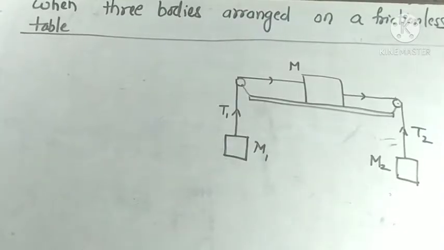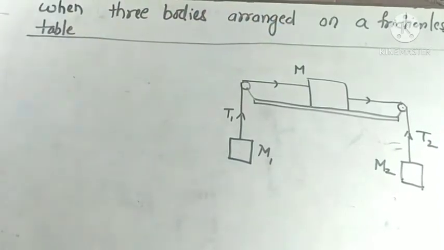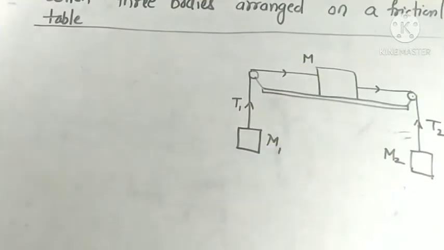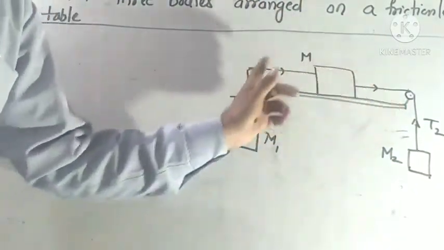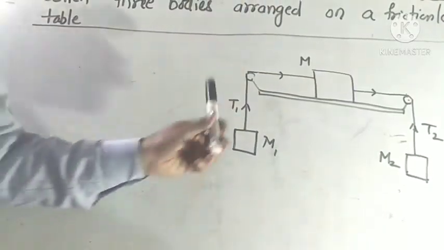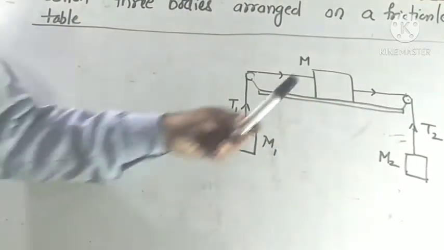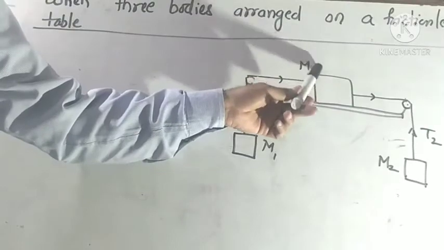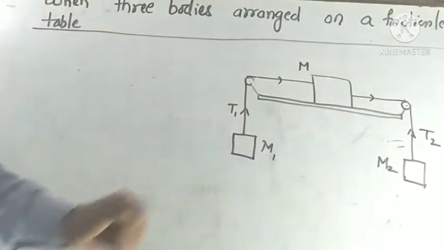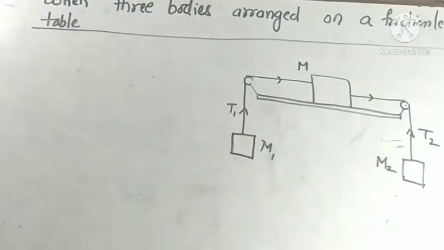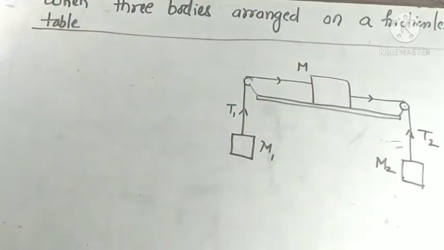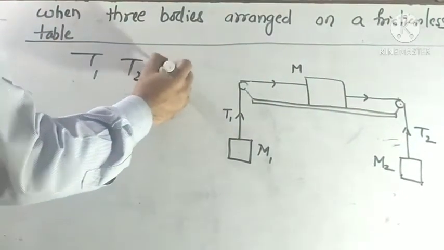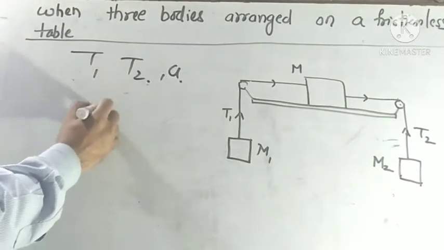Our next topic is when three bodies are arranged on a frictionless table. Here there are three bodies having masses capital M, M1 and M2. We take two pulleys, and both of these pulleys are fixed at the edge of the frictionless table. The body having mass capital M is placed on the frictionless table, while the bodies having masses M1 and M2 are connected with M through pulleys, and these strings have tensions T1 and T2. Now we have to find the tensions T1, T2 and the acceleration. Here M1 is greater than M2.